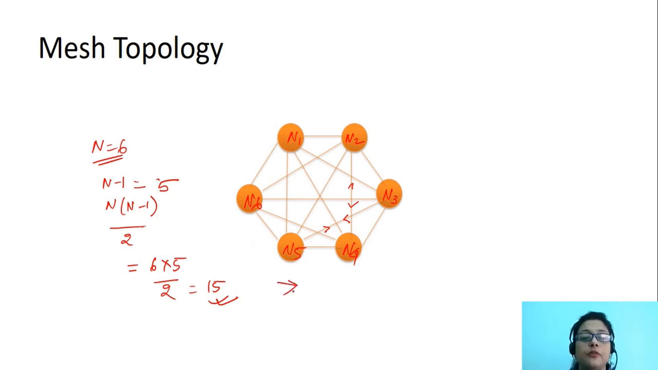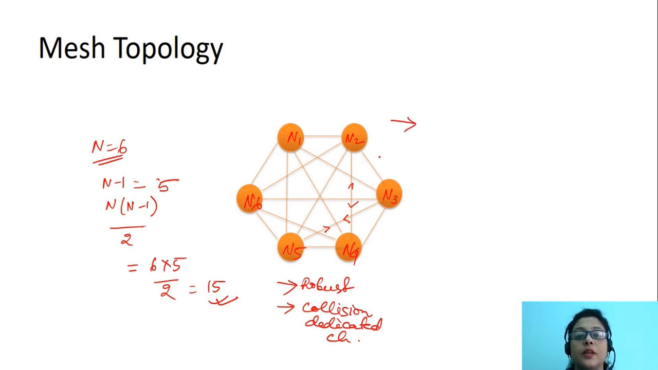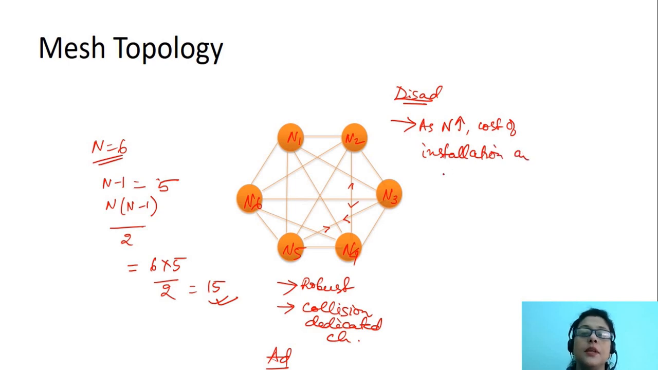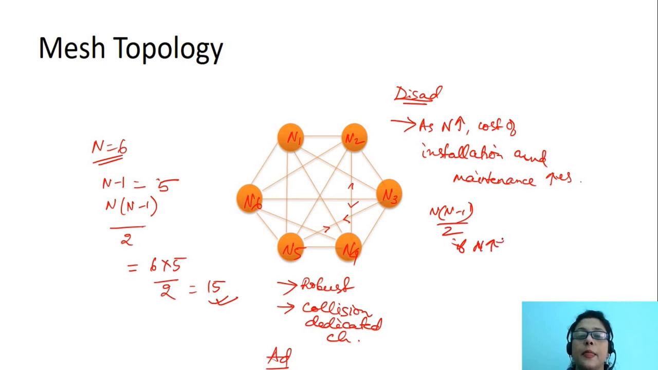Now, this type of network topology has the advantage that it is very robust and collision is not there because all are dedicated channels. So this is the advantage. But the disadvantage is that as N increases, cost of installation and maintenance also increases because total number of links is N into N minus 1 by 2, and if N increases, then the number of ports also increases and the number of dedicated links also increases.